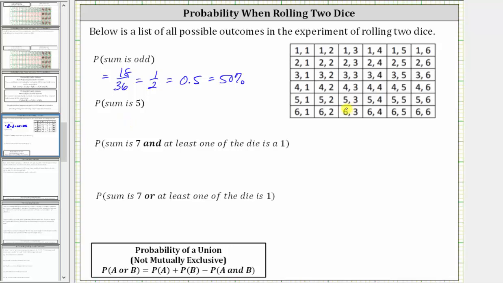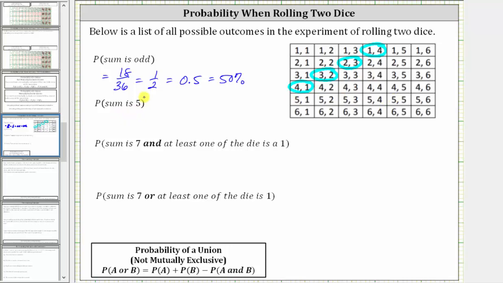So going back to the table, notice how we have a sum of 5 along this diagonal here. 4 and 1 have a sum of 5, 3 and 2 have a sum of 5, 2 and 3 have a sum of 5, and so do 1 and 4. So there are 4 favorable outcomes out of a total of 36 possible outcomes.